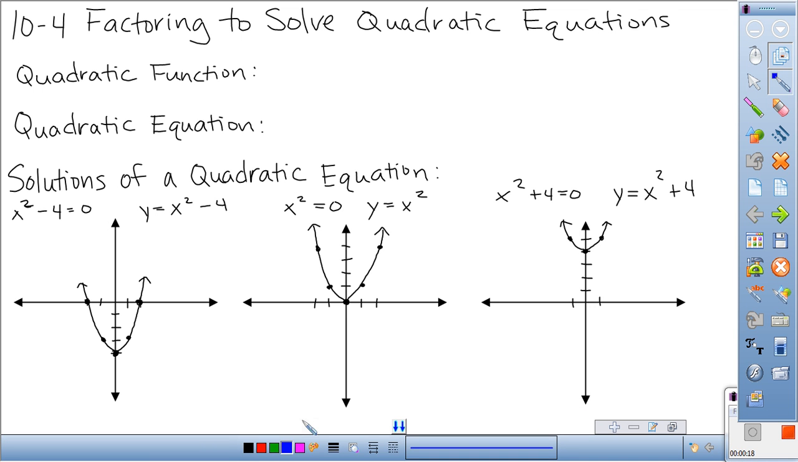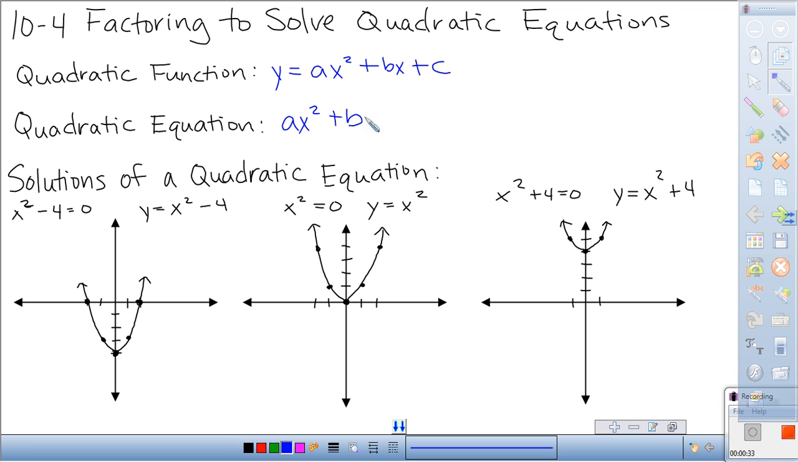A quadratic function you learned in 10-1 is y equals ax squared plus bx plus c. And thus a quadratic equation is ax squared plus bx plus c equals 0. So just a little bit different. Quadratic, so they have that x squared term. A quadratic function is y equals, so that you can graph it. A quadratic equation is set equal to 0.